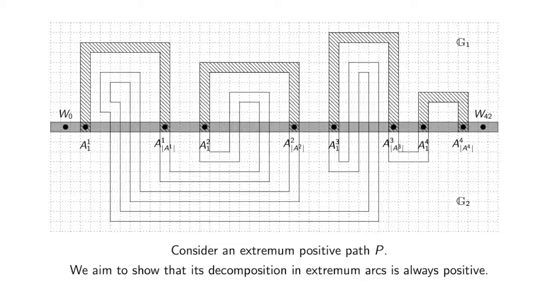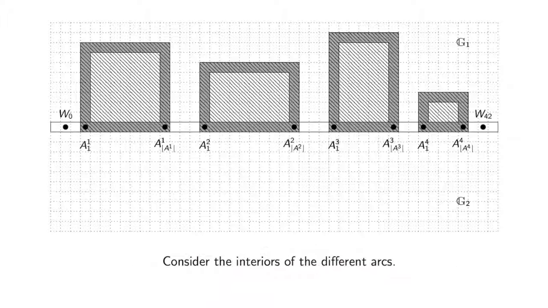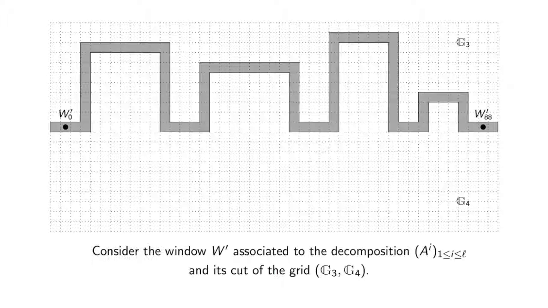Here is the decomposition of P in extremum arcs in graph 1. This decomposition is the one introduced before. Here are the interiors of the 4 arcs. These interiors are hatched and their windows are in gray. The window W is in white.